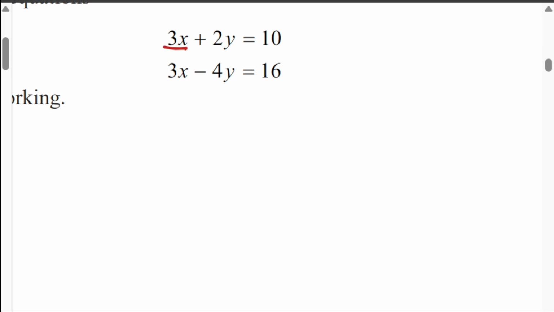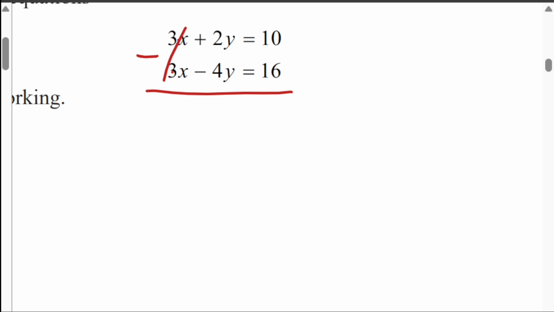Clearly, the x's are equal, which is very good. Since they are equal, we can cancel them. Now, how do we cancel 3 and 3? By subtracting them. So we will do minus. So 3x minus 3x is gone.